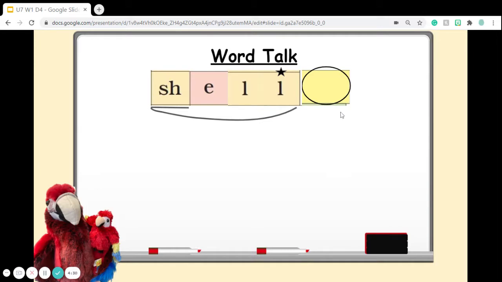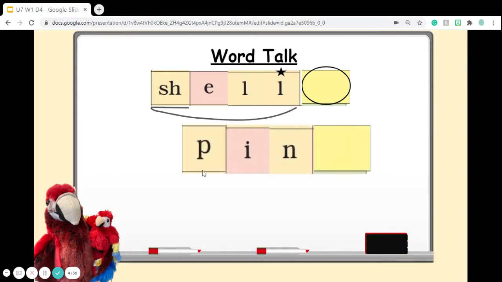Okay, now we can go into our second word. Our second word is the word pins. Pins. What's the base word in pins? Pin. That's right. So let's go tap it out. Ready? P-I-N. Pin. But our whole word is pins.